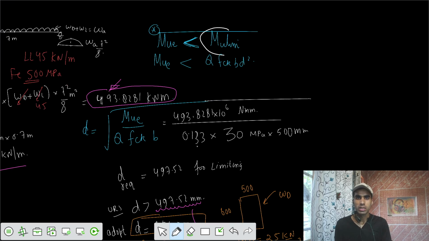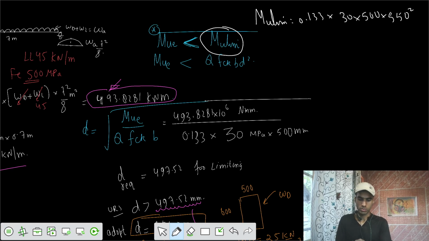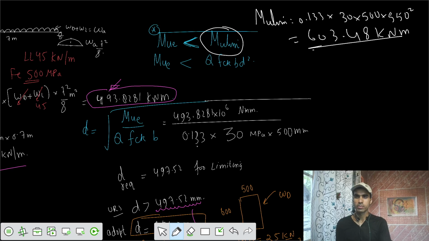MU limiting is Q times FCK B D square. So if I solve now, that is 0.133 FCK B small d square, which is 550 square, 500, 0.133 into 30. That is 603.48 kilonewton meters.